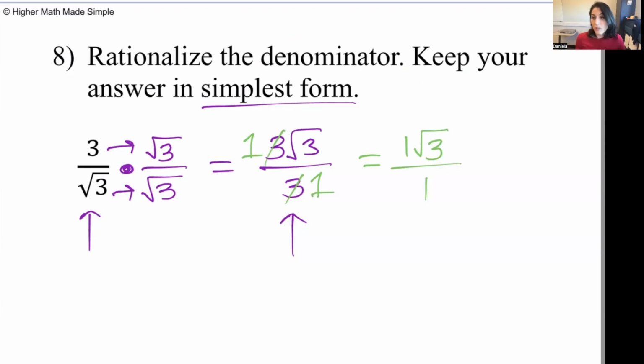You should be able to get maybe full credit. It depends on your teacher, but technically, to totally simplify it, anything divided by 1 is itself. So that would be the more complete answer. And then you don't have to put the 1 in front of the radical 3, right? Because 1 times anything is itself. So you could just simply put radical 3 as your final answer.